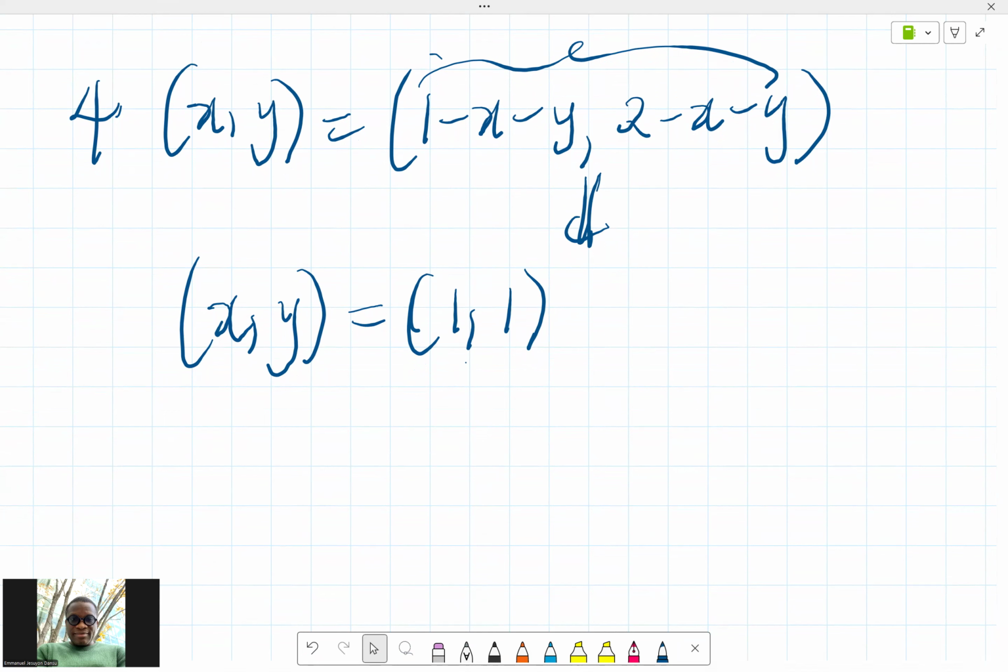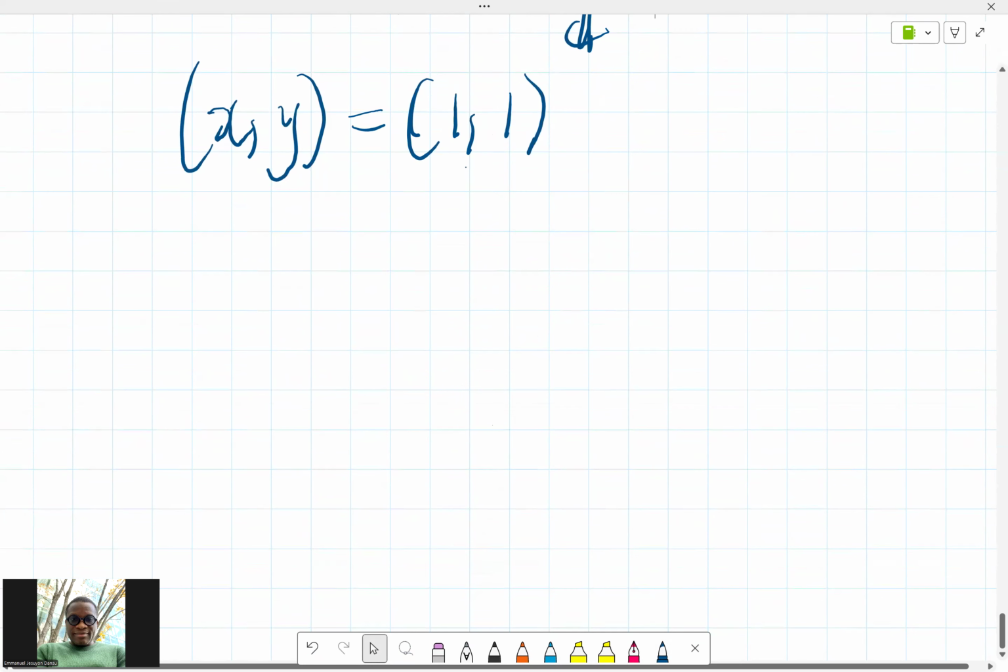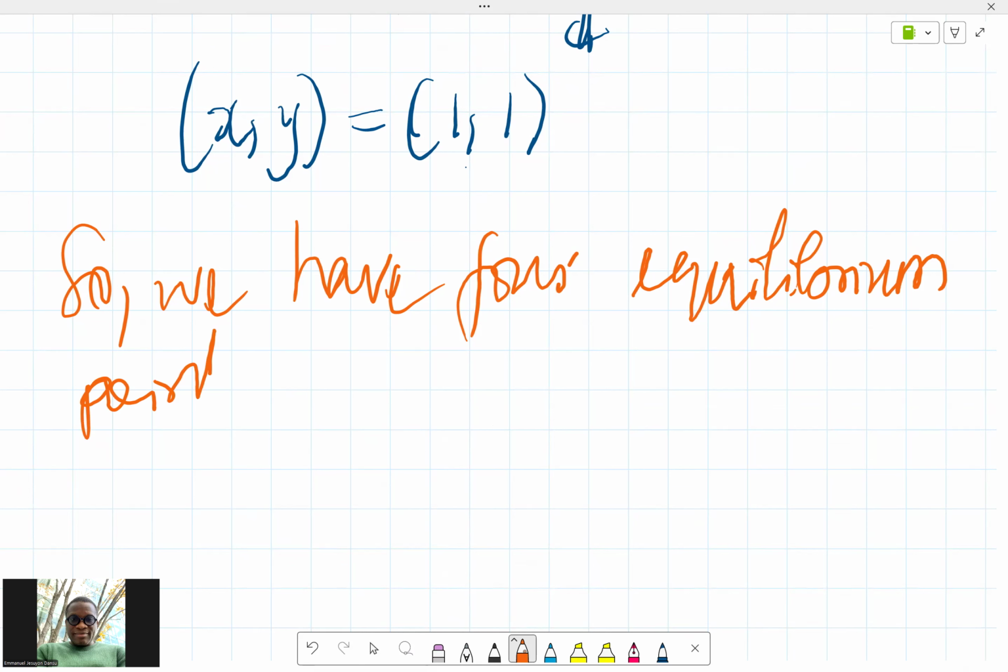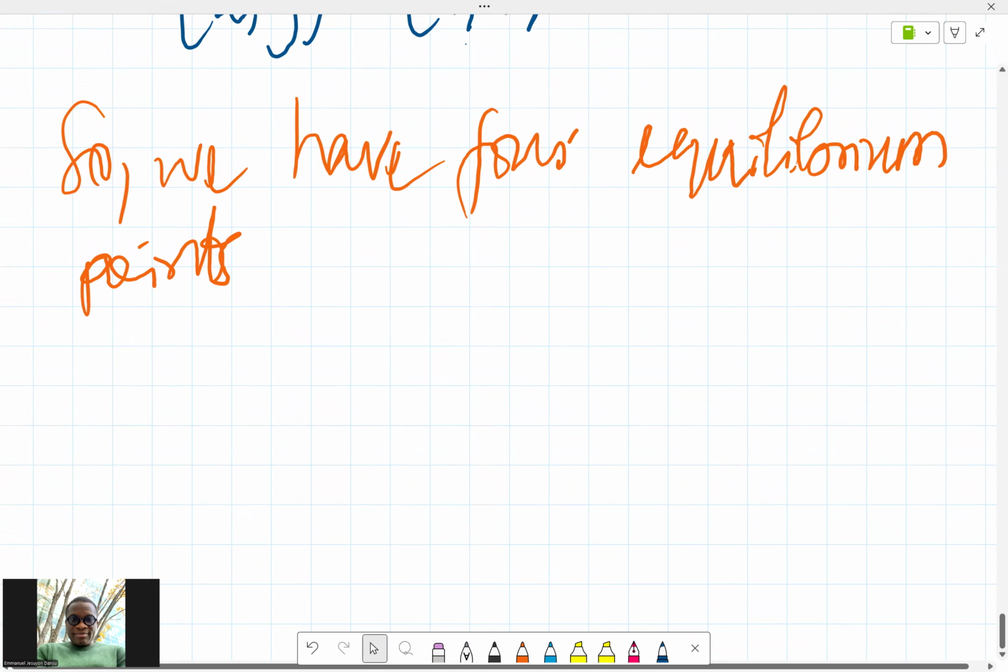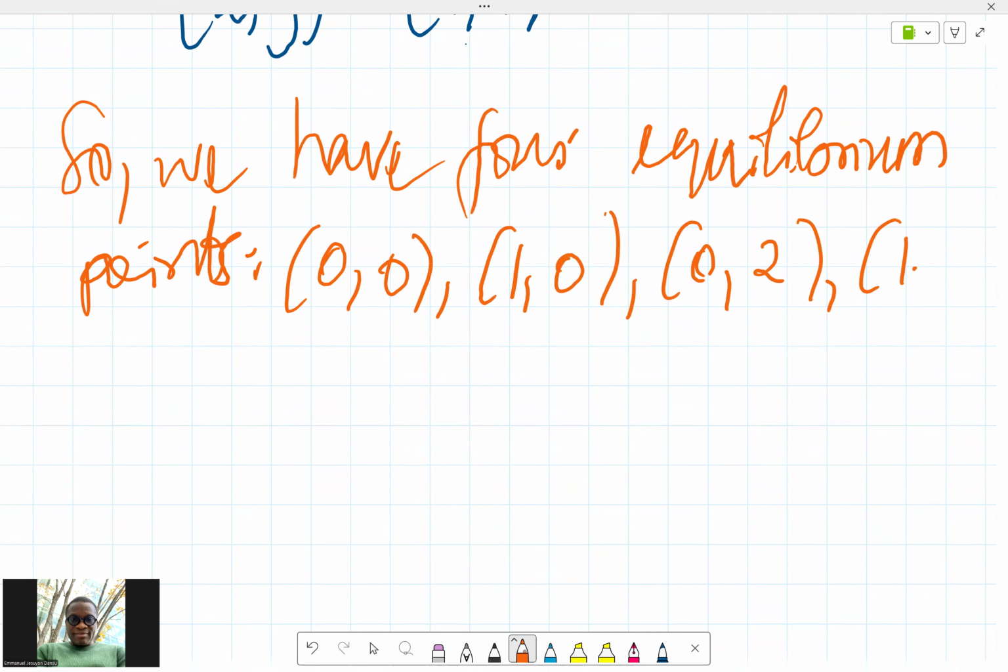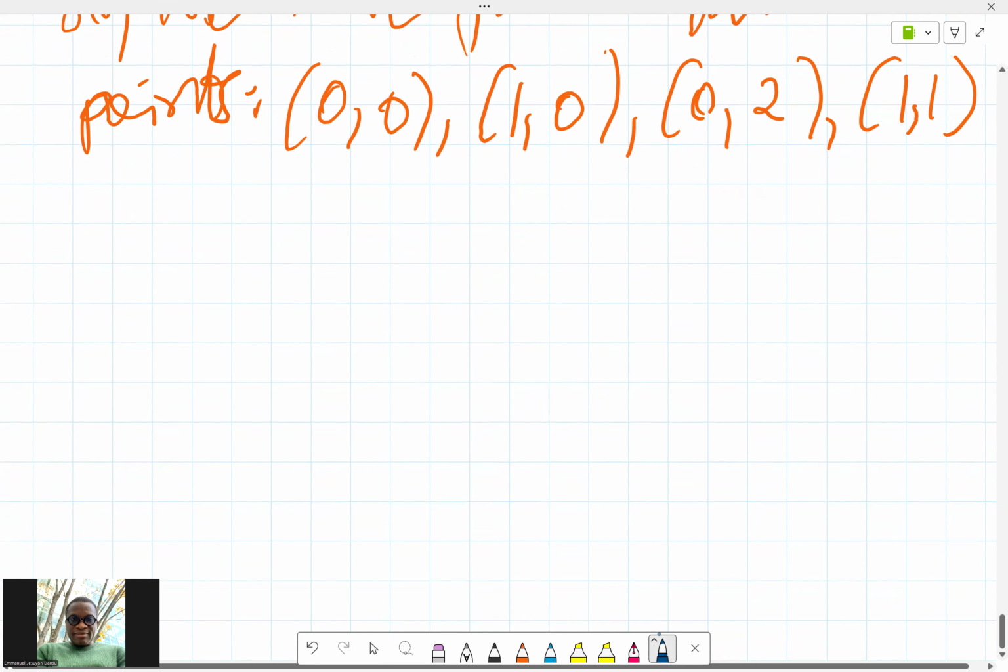So at the end of the day, we can say we have 4 equilibrium points, which we have listed already, from everything we've done now. That's one, we have 0, 0. Let me just write all this like this. We have 4 equilibrium points: 0, 0, 1, 0, 0, 2, and then 1, 1. These are the 4 equilibrium points based on what we have. So the next step we want to take is to linearize.